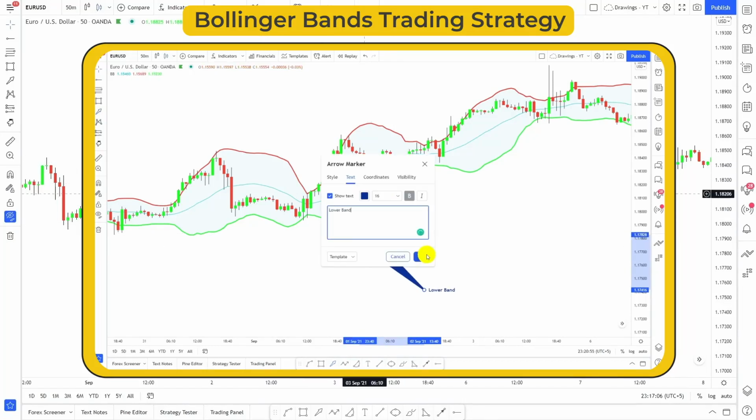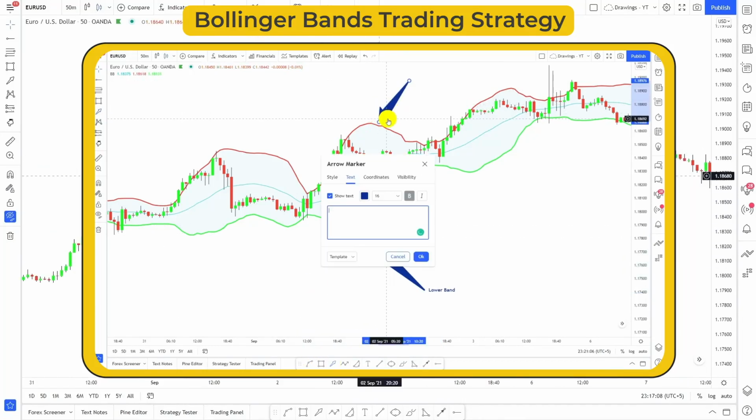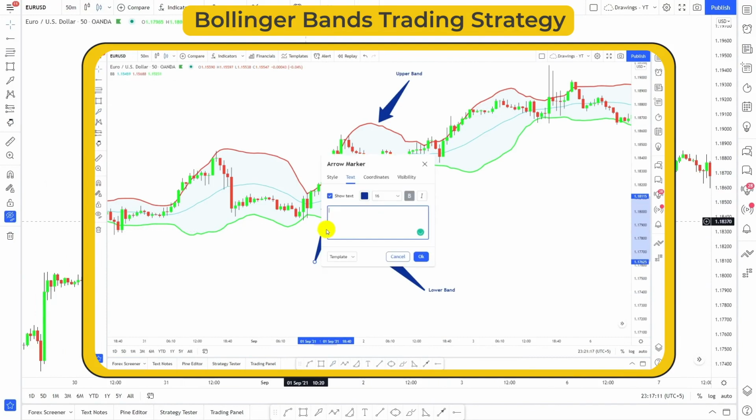So today we're going to look at what Bollinger Bands are, what their significance is, and how you can use them in your price action trading in Forex.